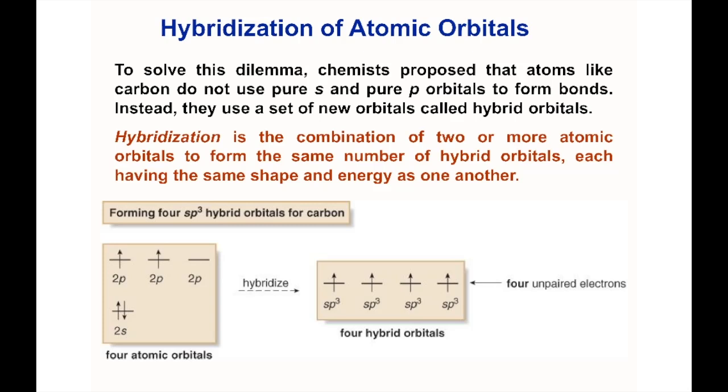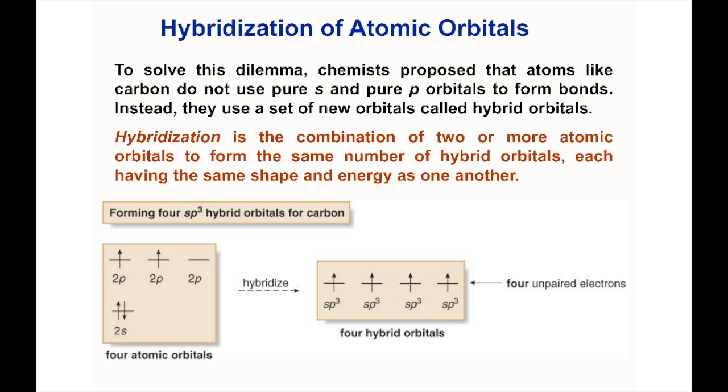Rather, as it's approaching another atom to form a bond with it, the s orbital and the three 2p orbitals combine, or hybridize, to form a set of hybridized orbitals. Each member of this set of four new hybridized atomic orbitals is called an sp3 orbital. And this set of four orbitals was derived from an s orbital and three 2p orbitals, hence the name sp3.